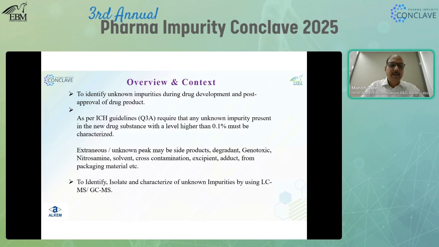These NTAs can be identified using high-end instrument techniques like mass spectrometry, especially LCMS and GCMS, because the sensitivity of these instruments is very, very high. That is the reason we use these high-end instruments to identify unknown impurities. Going to the next slide.